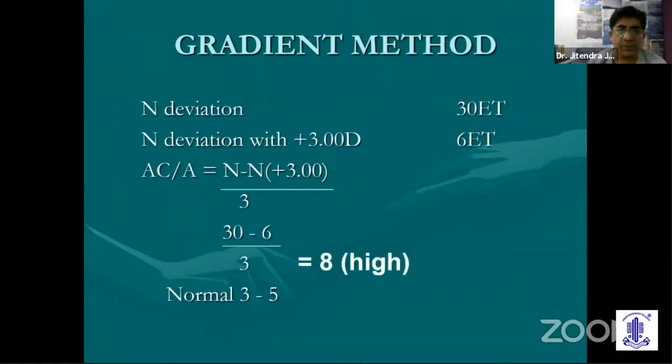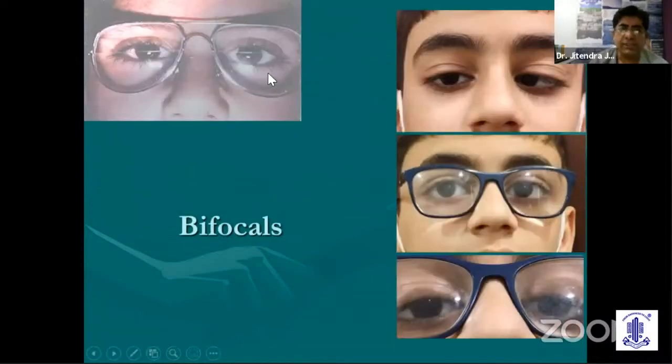So this is a small example. The near deviation is 30 prisms esotropia. The near deviation with 3 diopters is 6 prisms. So 30 minus 6 for near is around 24, which is divided by 3. This 3 is basically the amount of dioptric power that you have used, and this gives 8. So normal AC by A ratio is between 3 to 5. 6 is slightly on the higher side. 8 is definitely high. So this is a patient in whom you have to use bifocals.